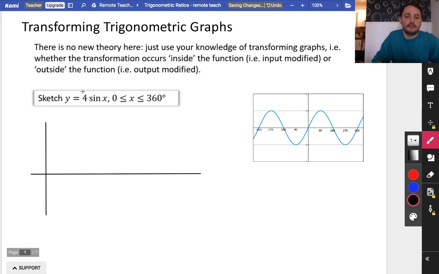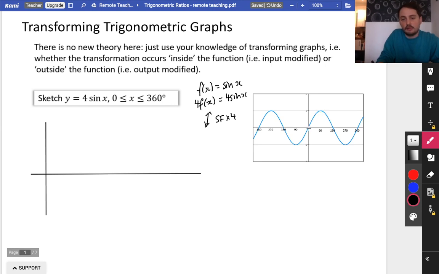Now, the 4 is outside the front, so our normal function that we're talking about, f of x, is sine of x. So the one that we're trying to sketch is 4f of x, 4 sine x. So we know that this is going to be a stretch in the up and down direction, a scale factor of 4. So it means all of these bits are going to get multiplied by 4. So instead of it going up to 1 here, it's going to go all the way up to 4. So I'm going to draw out that bit. It's going to go up to 4.